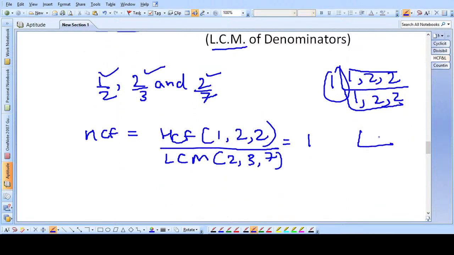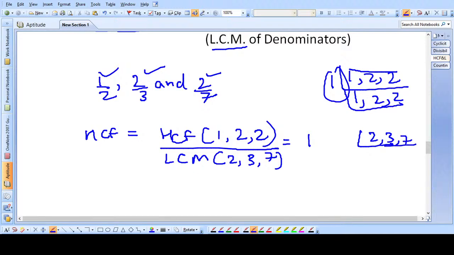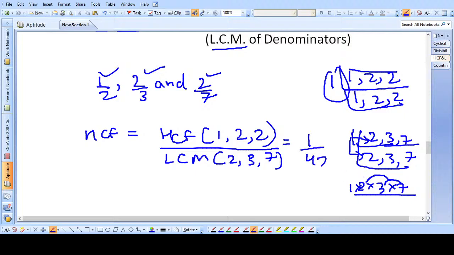Now take the LCM of 2, 3 and 7. Still there is no common number. So, as I said, take the numbers which are in the ladder. So with 1, it will be 2, 3 and 7 only. Take these numbers, 2 cross 3 cross 7. 1 is also there, but 1 has no real significance, so you can ignore it. So this is 21, and 21 into 2 is 42. So the HCF of the fractions will be 1 by 42.